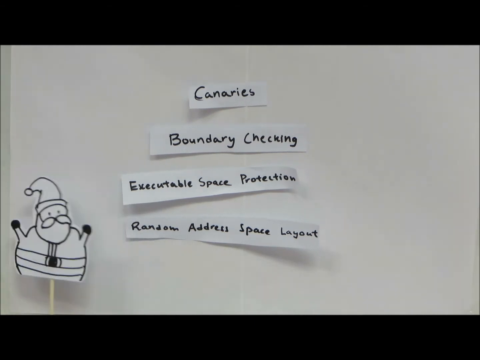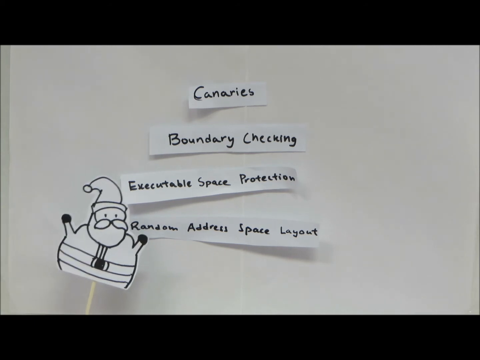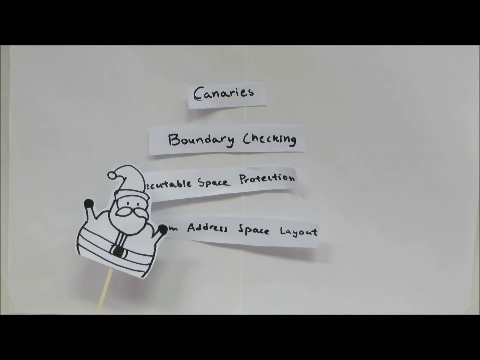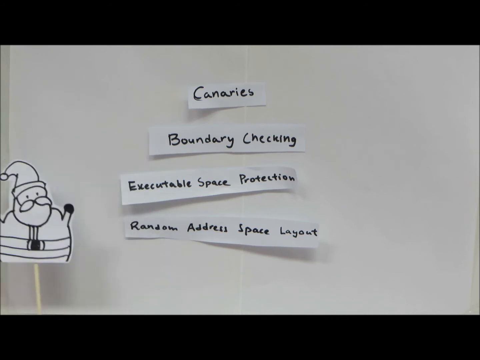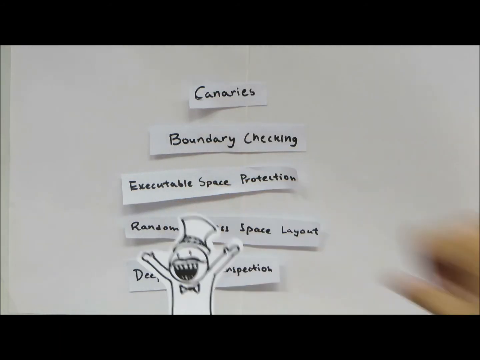So in this, as with executable space protection, a certain space of the stack has malicious shellcode on it. So random address space randomizes the stack so that the attacker doesn't really know where the malicious shellcode is.